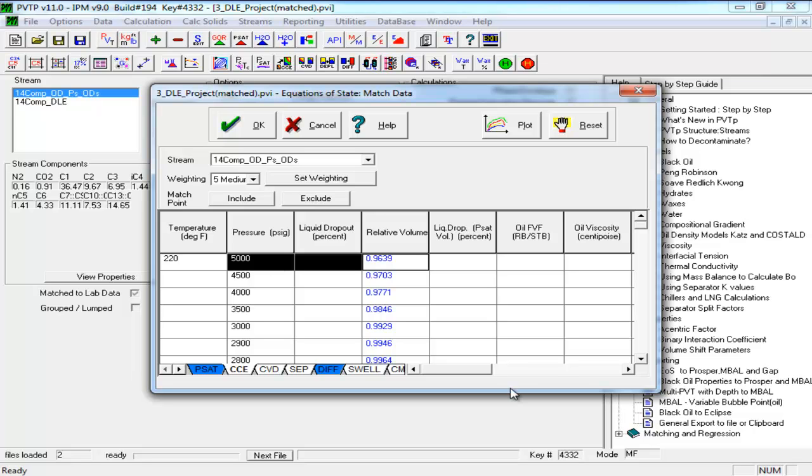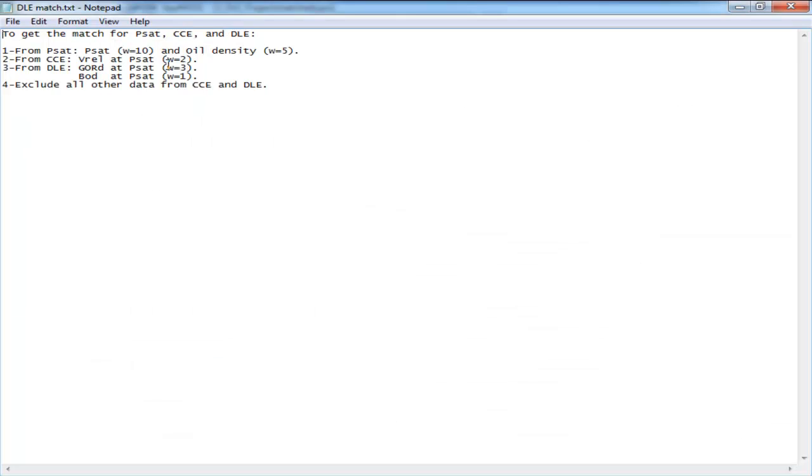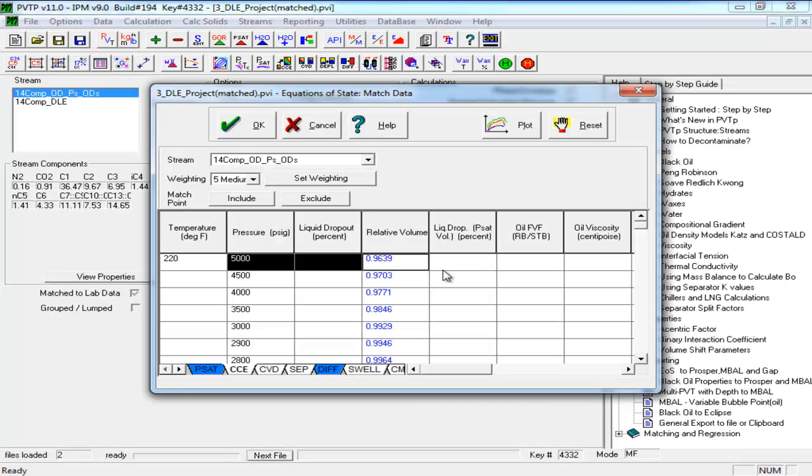So in this procedure, just forget about this. I will not try to match CCE in my regression. If I want to match only one point, I can use include and exclude.